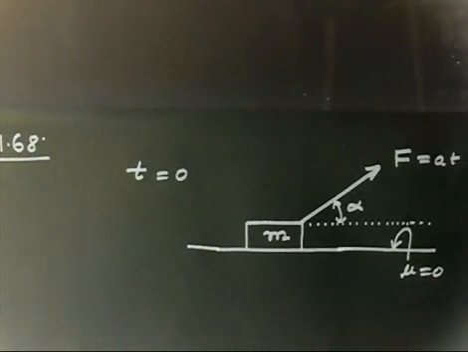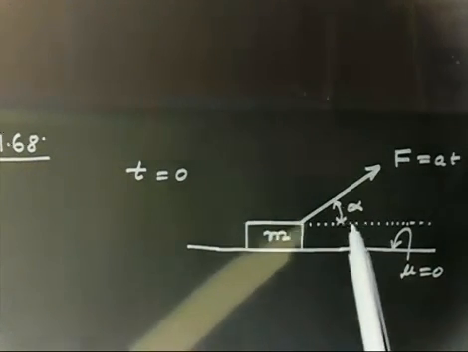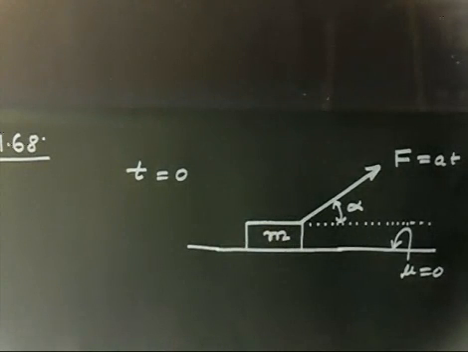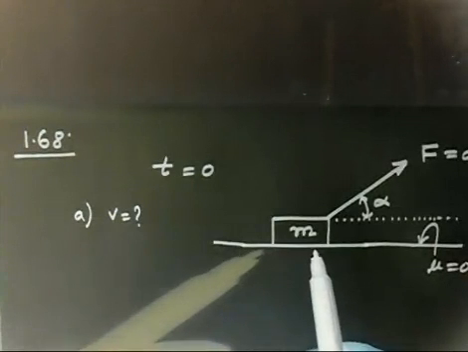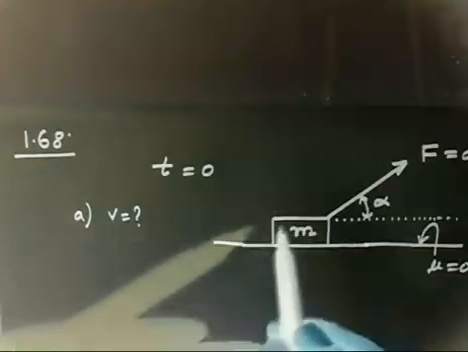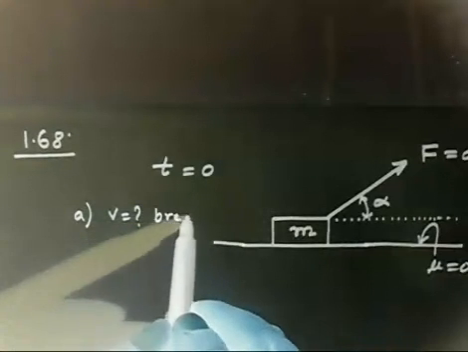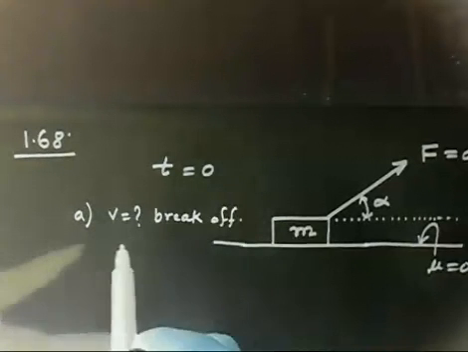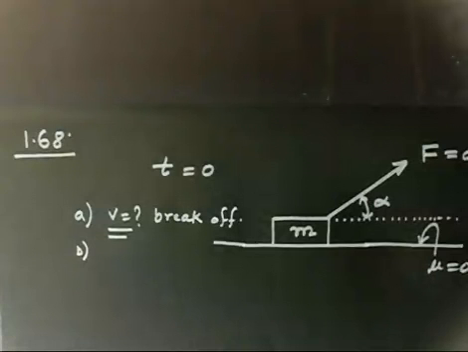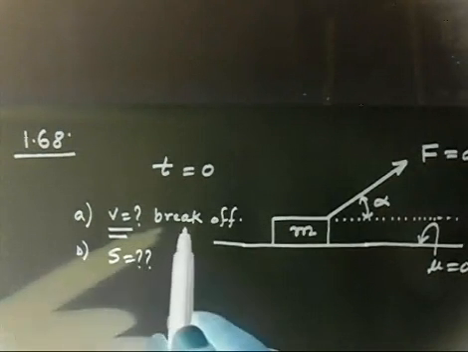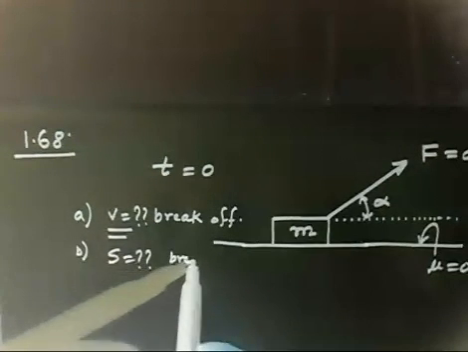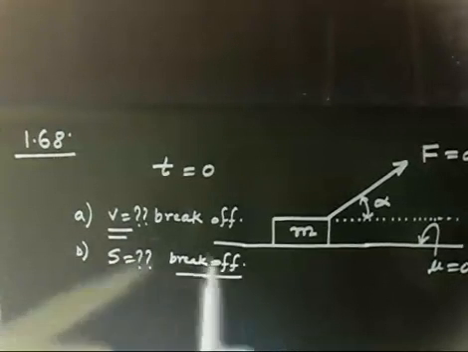Now the question says the direction of this force forms angle alpha with the horizontal. We have to find the velocity of the body at the point when it leaves the plane, that is, when breaking off happens. What is the velocity when the object breaks off? Next part: what is the distance traveled up to this moment? That is, what is the total distance covered up to the point when the breaking off happens?